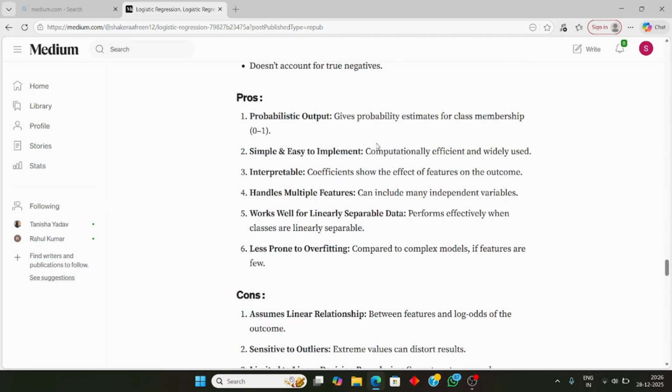Now the pros and cons. The pros of logistic regression: first, we have probabilistic outputs, not just the hard 0 or 1 membership. Second, it is very simple and easy to implement, and it is also interpretable, which means the coefficients show the effect of features on the outcome.